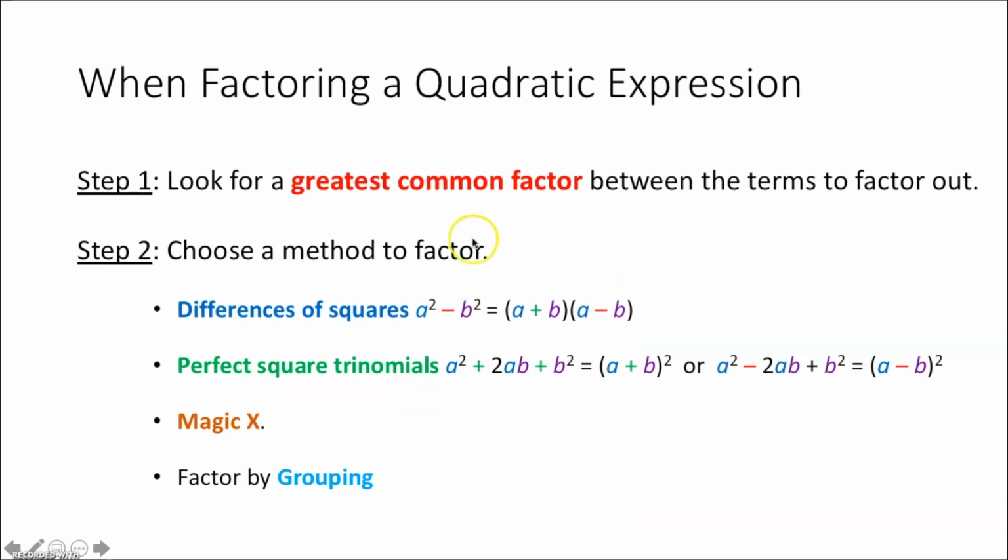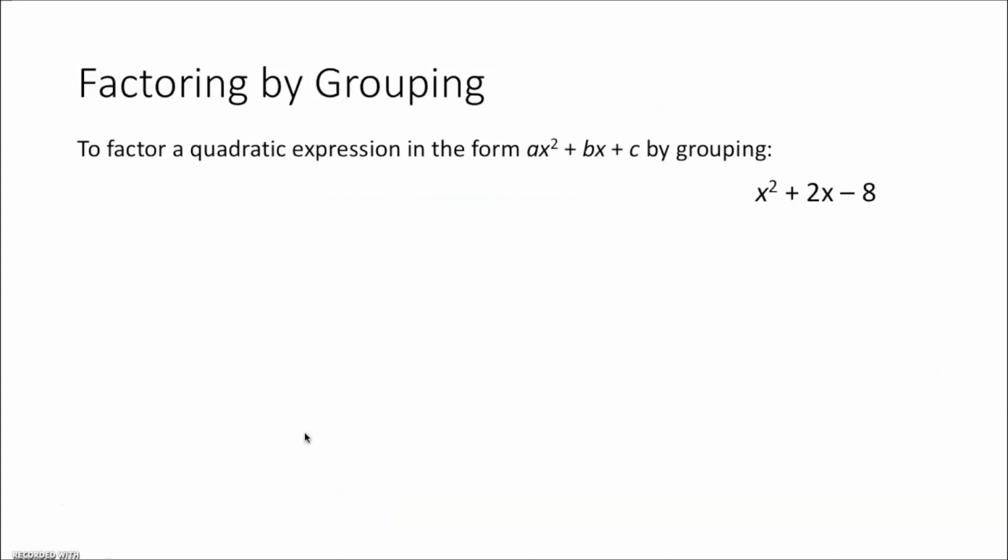Now let's review the steps when factoring a quadratic expression. The very first thing that you want to do is look for a greatest common factor between the terms and factor it out. Okay, that's the first thing you should do every single time. Then you're going to choose a factoring method. We've talked about factoring with difference of squares, perfect square trinomials, and using the magic X. Today, we're going to talk about factoring by grouping. Now let's show how to factor by grouping.